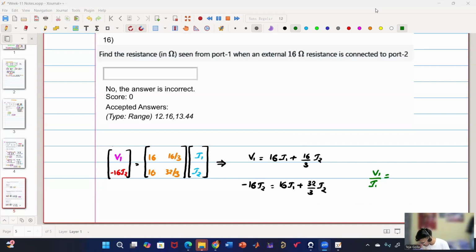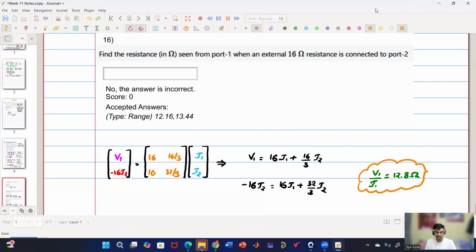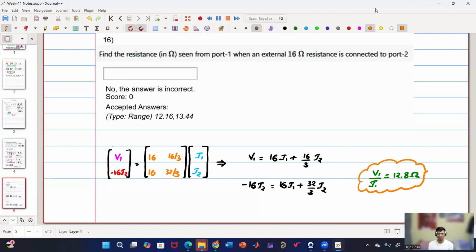Let me write the value quickly before it ends. You will get V1 by I1 as 12.8 ohm. Just cross check, I'll wait. I have written that this meeting might end. Just cross check. I'll wait until you solve and confirm whether you're getting the same answer or not. Parvatam is saying yes, sir, 12.8. What about others? This meeting might end. Please join back so we can continue our discussion.